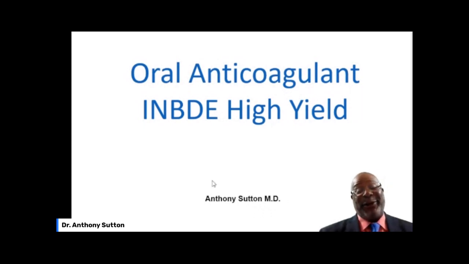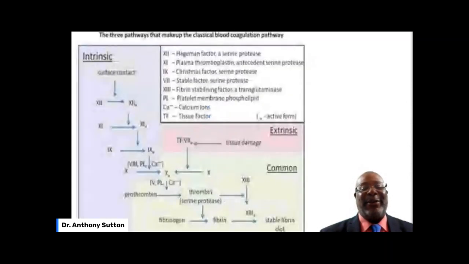So where do we start with the oral anticoagulants? The most popular anticoagulant that they're going to be talking about on the exam is obviously going to be warfarin. Now, to understand warfarin, you're going to have to understand the coagulation cascade, which involves the intrinsic and the extrinsic pathway. For warfarin, you're going to be really concerned about the extrinsic pathway. The INBDE is going to ask about 4 or 5 questions related to warfarin and INR. So in this brief video, we're going to describe some of the things you must know for the INBDE.